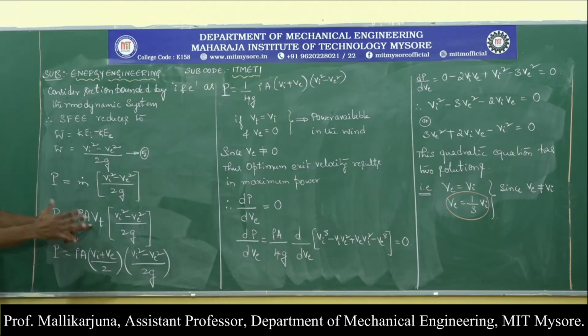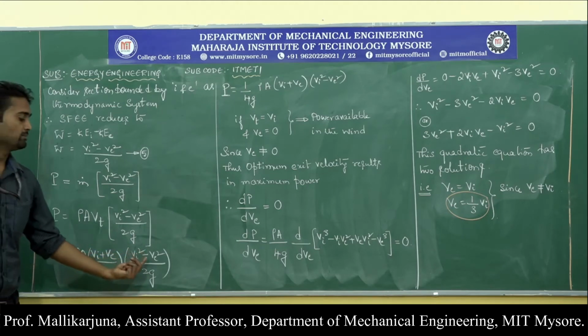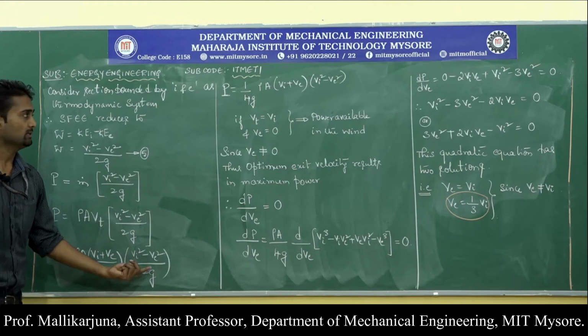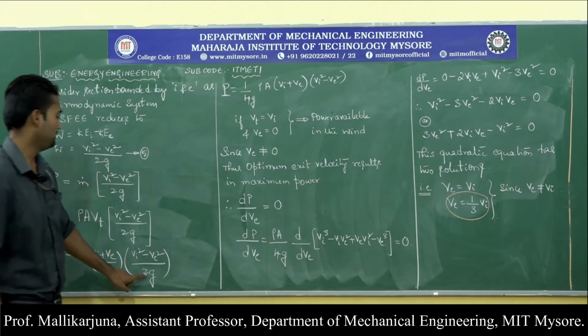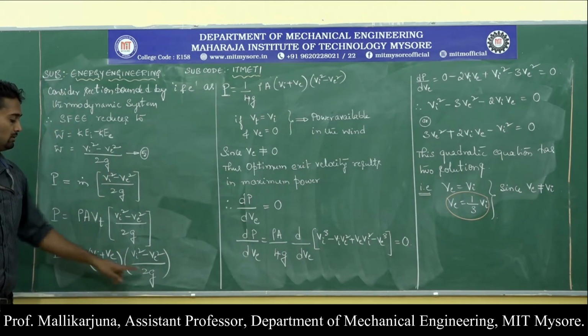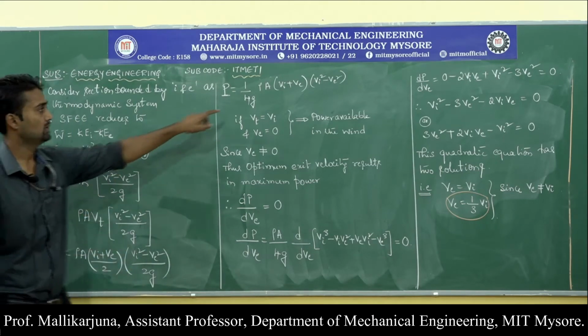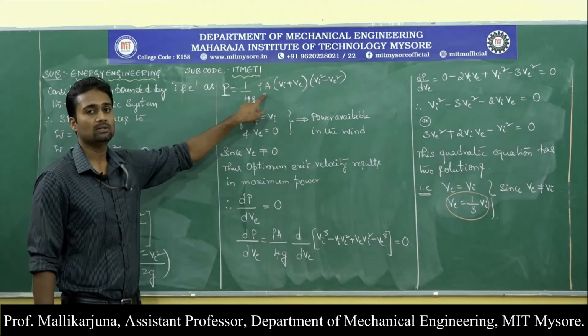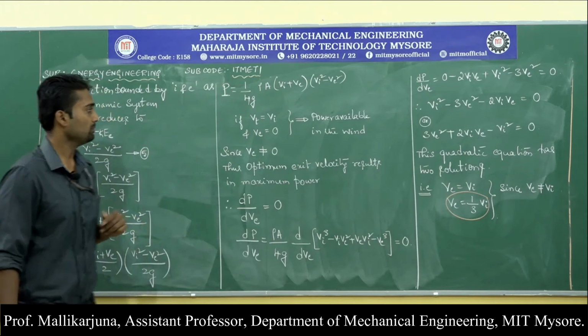From the previous expression, we have Vt as the average of the velocities at the inlet and at the outlet. So rho A times Vi plus Ve divided by 2, times the change in the kinetic energy. If I multiply these two, I will get 4g in the denominator. Then I will be left with this equation.